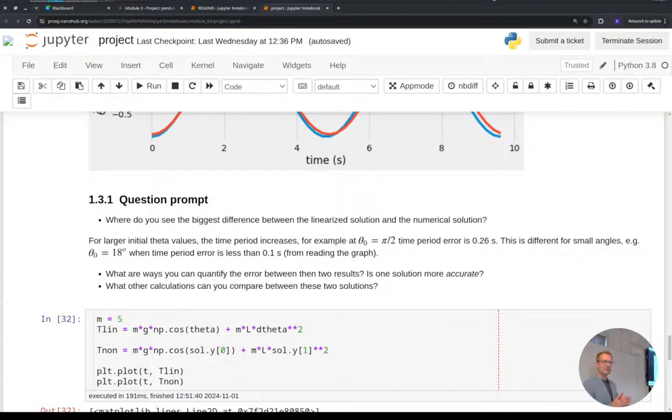What did you think? Did anyone have a strong opinion on which one is more accurate? I don't have a strong opinion, but I think it's not more accurate, it's just easier for a human to use a linear one. For smaller angles, it's pretty much the same. Versus a computer that has numerical methods, use the more accurate one. Okay, the nonlinear one, because that's more accurate.